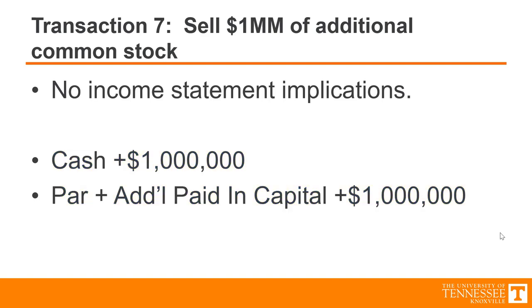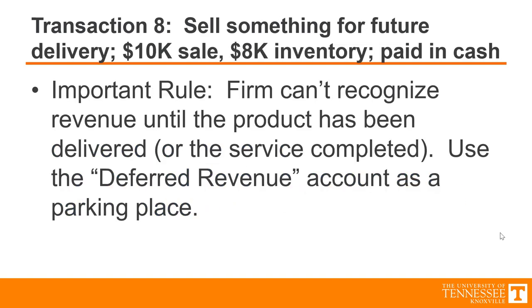And then finally, we're going to sell something for future delivery here. So we're going to create a new liability account, deferred revenue, and we'll see how this affects things. So we are selling something for future delivery, so we're not giving them the goods today. It's a $10,000 sale, $8,000 in inventory. That's what we're carrying the inventory on our balance sheet at. And this is going to be paid today in cash.